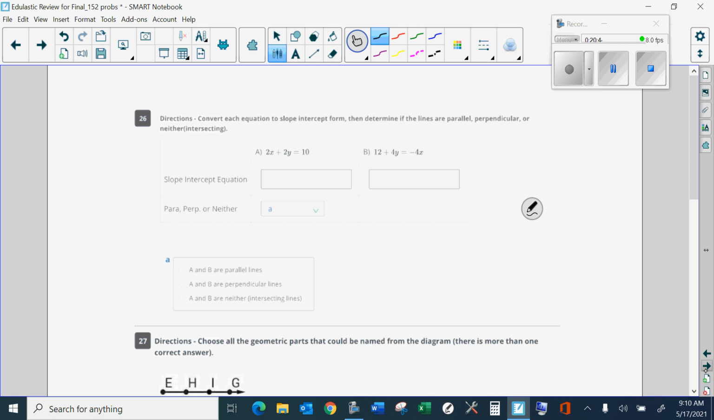Convert each equation to slope-intercept form, then determine if the lines are parallel, perpendicular, or neither. Slope-intercept equation. Subtract it across, divide by 2, and I get y equals negative x plus 5. Okay, subtract it across, and then divide each term by 4. y equals negative x minus 3. So that would be parallel, because they're the same slope of negative 1, and not the same y-intercepts. So A and B are parallel lines.